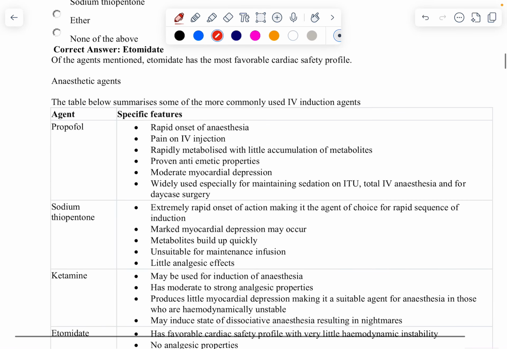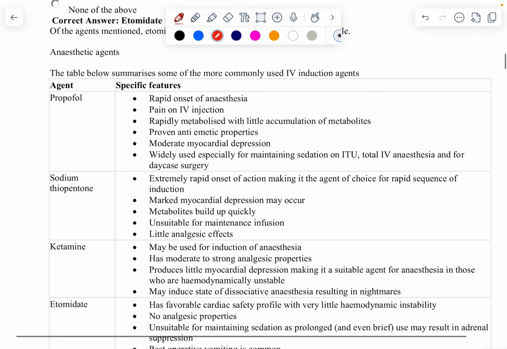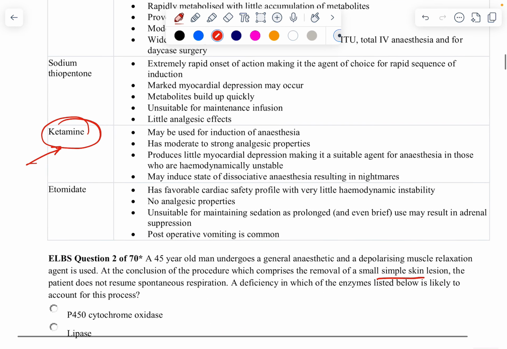So what are the uses of propofol? For rapid induction, sodium thiopentone or propofol, propofol is most commonly used. Rapid ketamine. The questions are on all this: ketamine, etomidate.